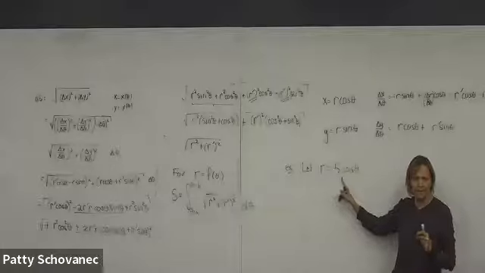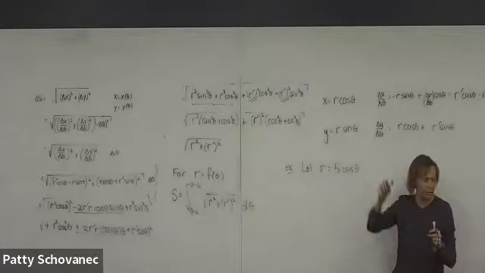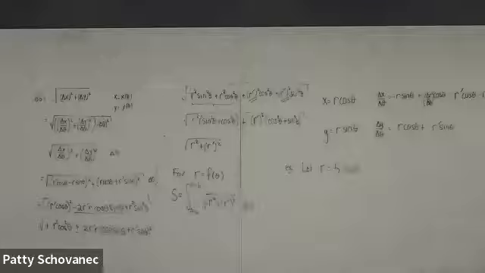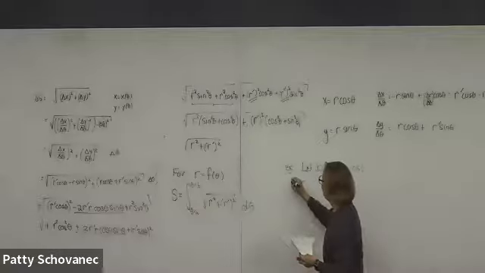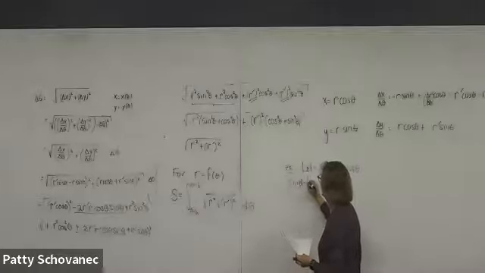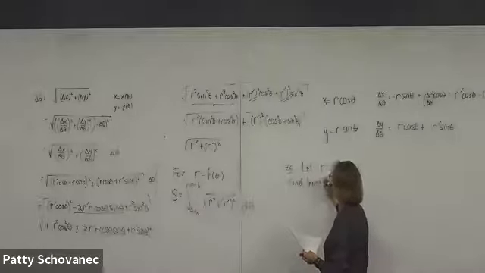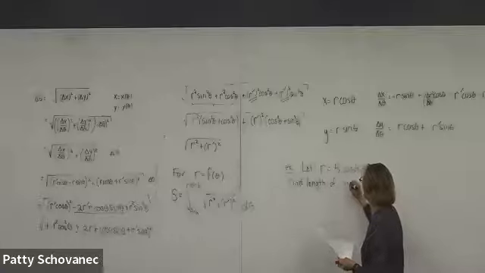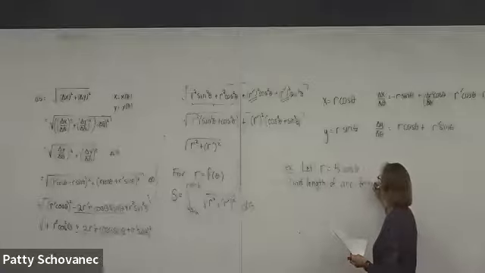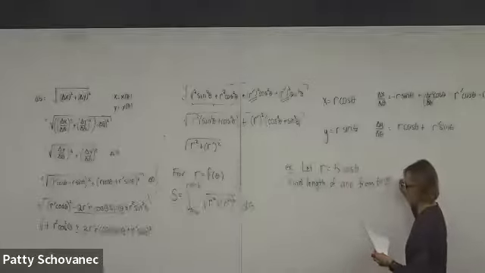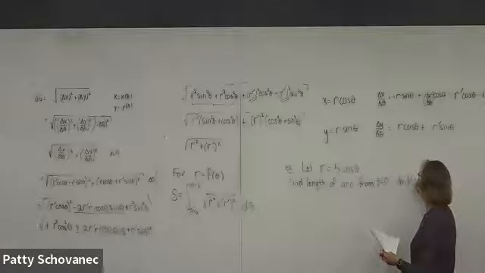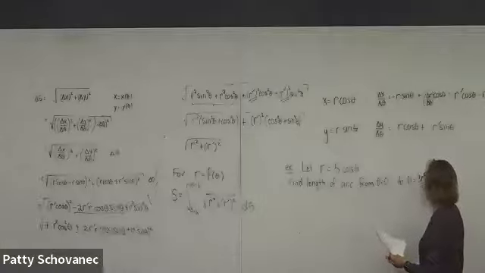Well, I don't want the circumference, I just want a piece of the arc. Let's find the length of the arc from theta equal to 0 to theta equal to 3 pi over 4.